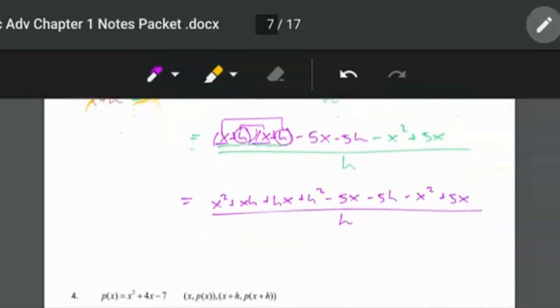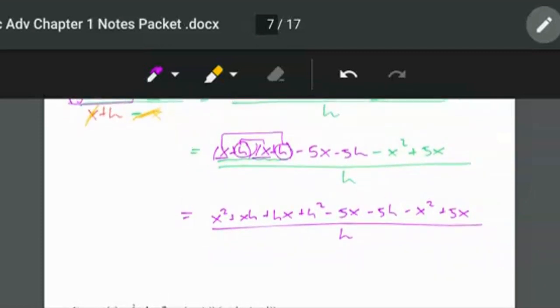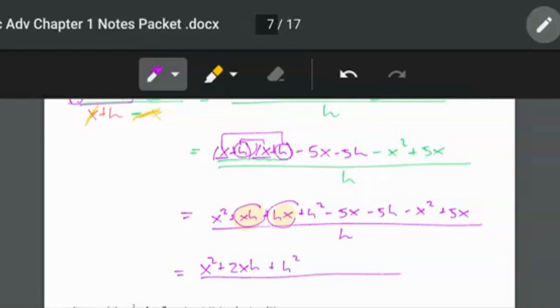All right, we have some like terms here, just like before. These two right here, they both have an x, they both have an h, so we can combine those together, add them together, and say we have 2 of them. So if we do that, we have x squared. If we add these together, let's call it 2xh plus h squared minus 5x minus 5h minus x squared plus 5x all over h.